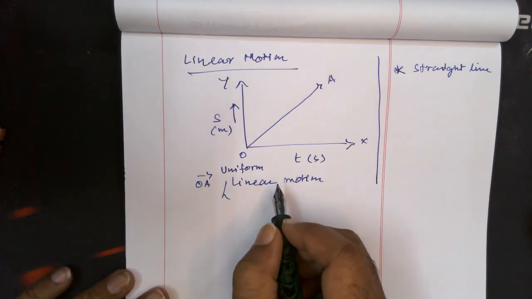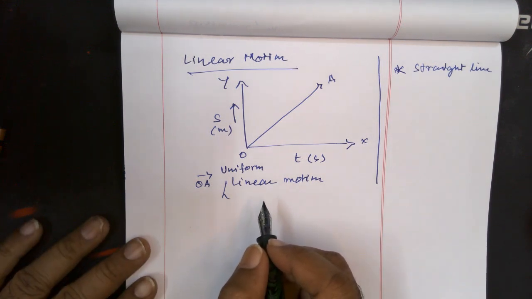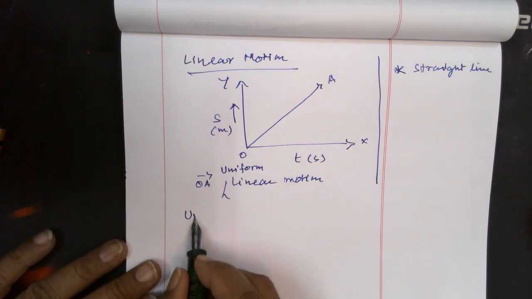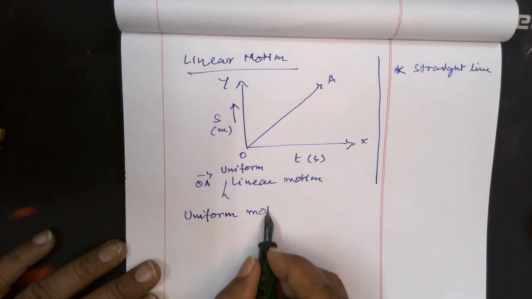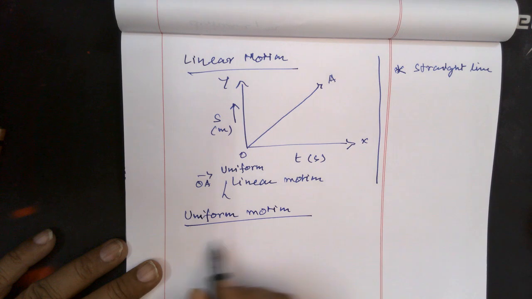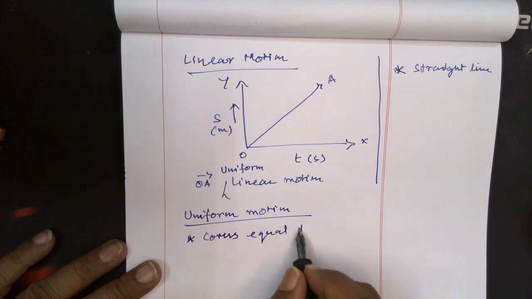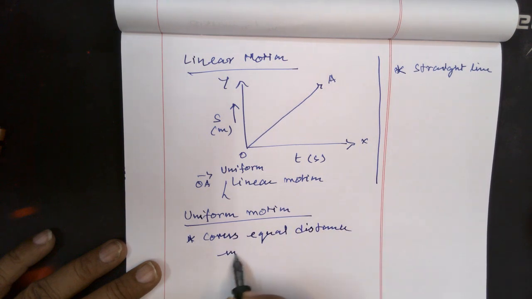Uniform motion means what? When the body covers equal distance. Okay, equal distance, uniform motion. Take down. What is uniform motion? Covers equal distance in equal interval of time.